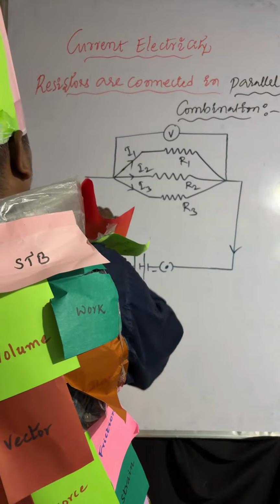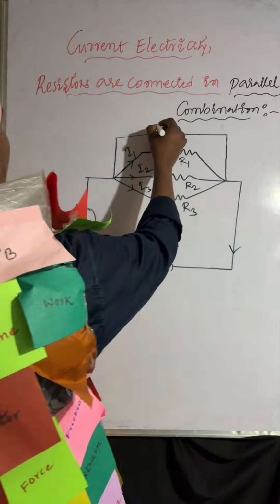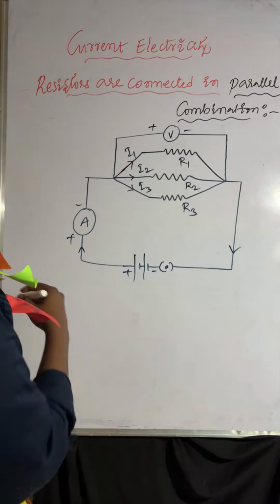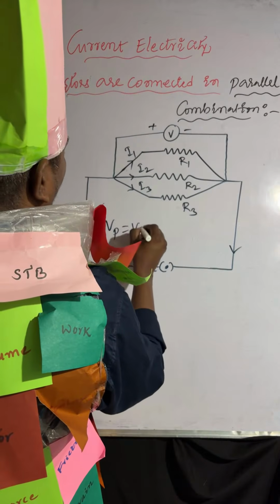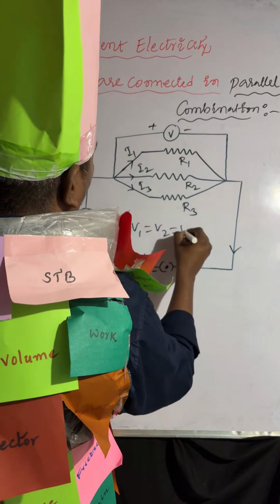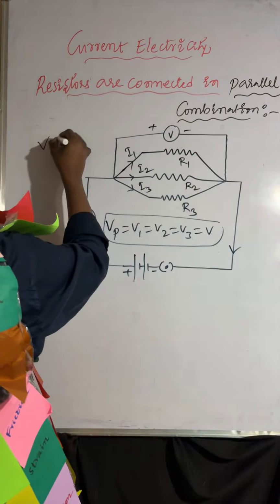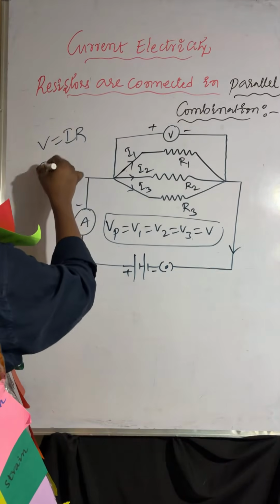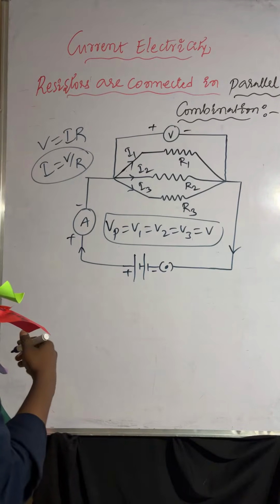Okay. So current is passing like this. Now here you can observe, the potential difference is the same. Vp equal to V1 equal to V2 equal to V3 equal to V. From Ohm's law, V equal to IR, so I equal to V by R. Yes or no? I equal to V by R.